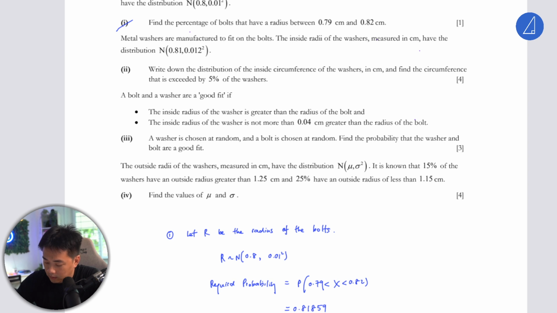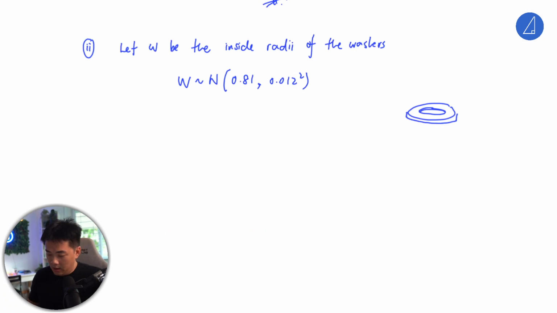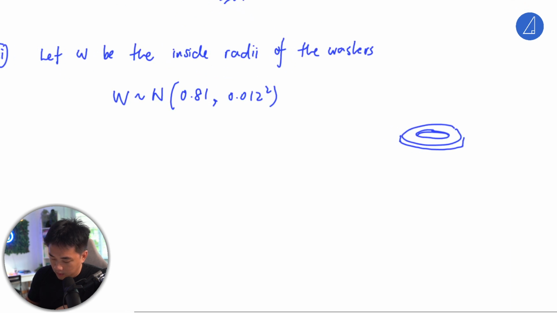So metal washers are manufactured to fit on the bolts. The inside radii of the washers, measured in cm, have this distribution. So this is the washer. I'm going to let W be the radii of the washers. What we have is actually W, which is the inside radius here.